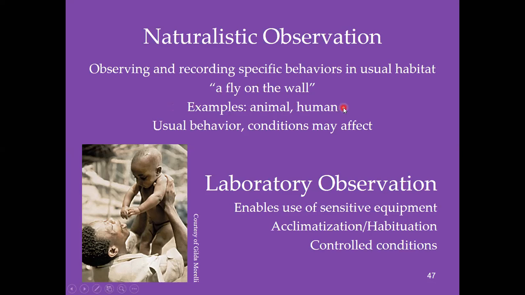Or how about with humans? Well, scientific naturalistic observation of humans might occur, for example, in a park where the researcher sits on a park bench and observes families as they pass by looking for certain behaviors. So what we can determine through naturalistic observation is usual behavior in usual habitat.